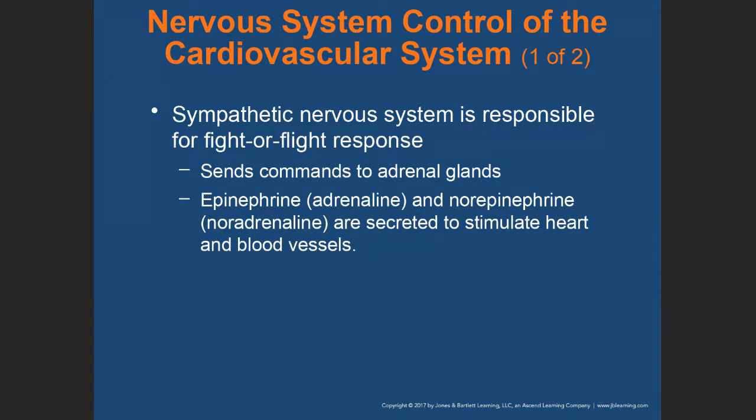The adrenal glands will produce epinephrine, which is the same as adrenaline, and norepinephrine, which is the same as noradrenaline. So if you see adrenaline, it is the same as epinephrine. If you see norepinephrine, it is the same as noradrenaline, right? And this is secreted to stimulate the heart and blood vessels.